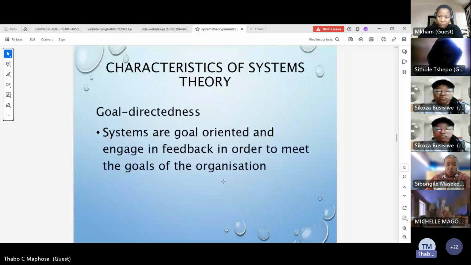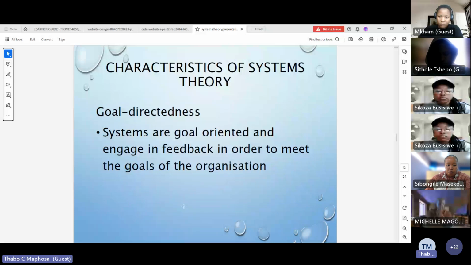And then also there is another characteristic, which is goal directness. Systems are goal orientated and engage in feedback in order to meet the goals of the organization. Each and every system is supposed to have a goal at the end of the day, and that goal has to be the same as the organizational goals.